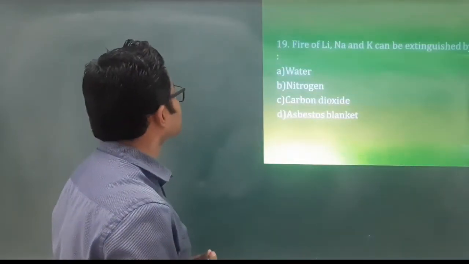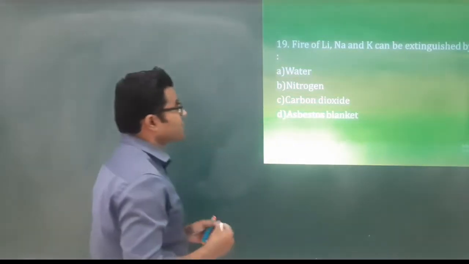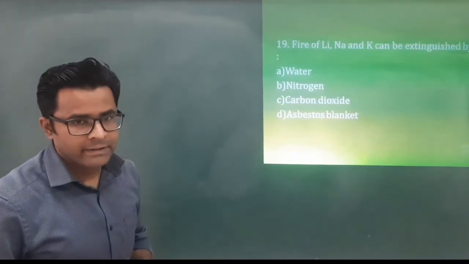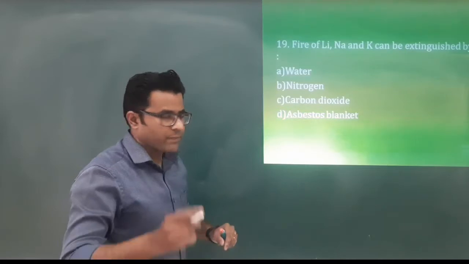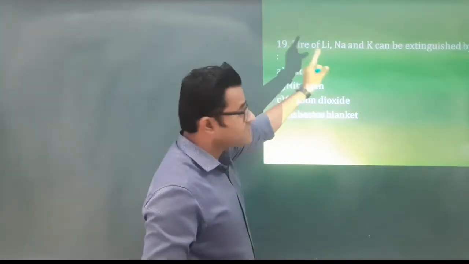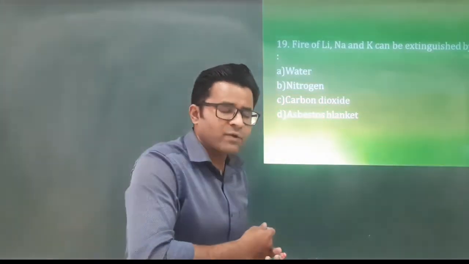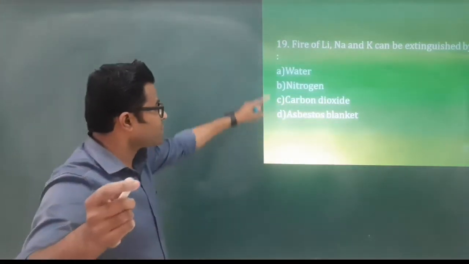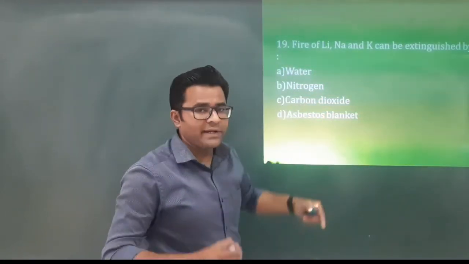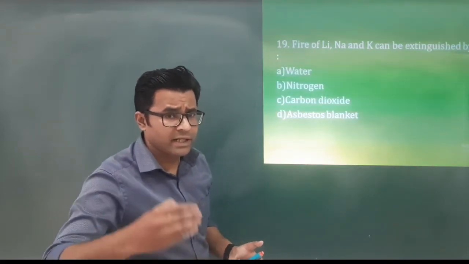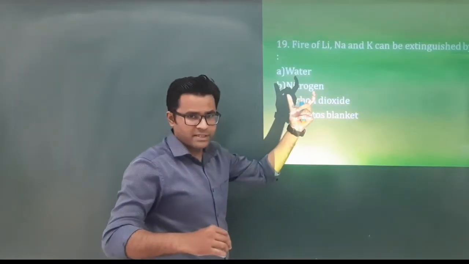Next question, and that is question number 19. Fire of lithium, sodium and potassium can be extinguished by what? That is, how can you put off the fire of lithium, sodium and potassium? Now, use of water against the alkali metals is going to enhance the reaction. It is going to react violently with them, so you cannot use water. Using nitrogen is going to form nitrides: lithium nitride, sodium nitride and potassium nitride. So therefore, we cannot use nitrogen in this case.